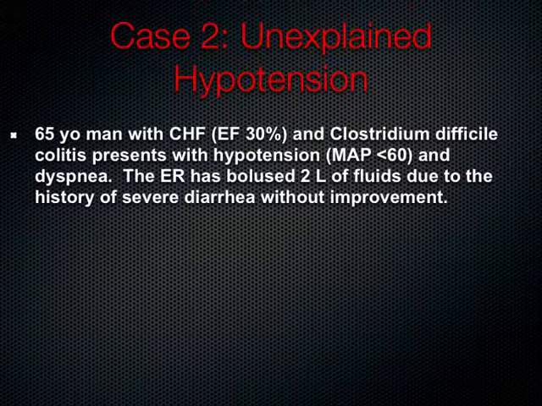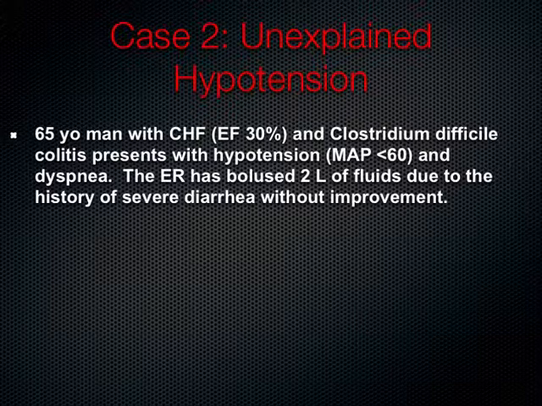And the patient also has a history of Clostridium difficile colitis, which means they've been having a tremendous amount of diarrhea, getting very hypovolemic, likely from the diarrhea, and having other types of electrolyte abnormalities that can impair cardiac motility. And so the patient came in with hypotension, a mean arterial pressure less than 60, and the patient was very dyspneic. They were breathing really hard.